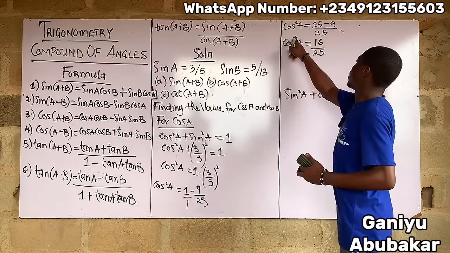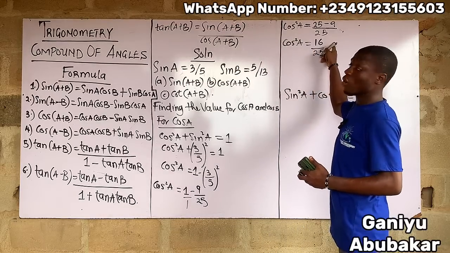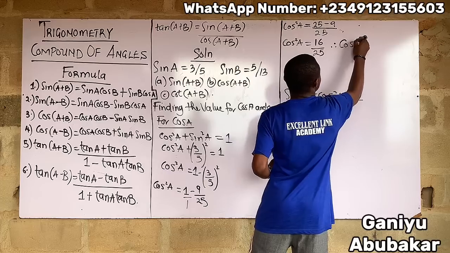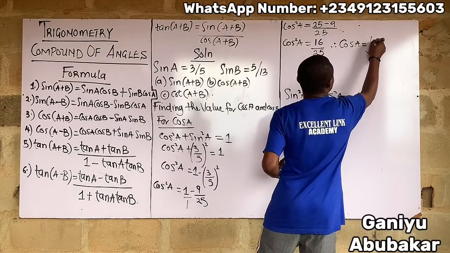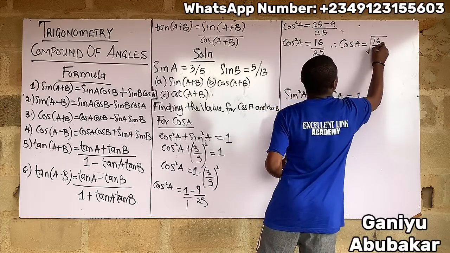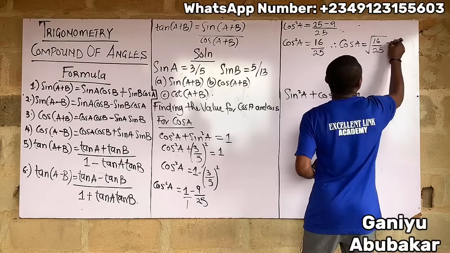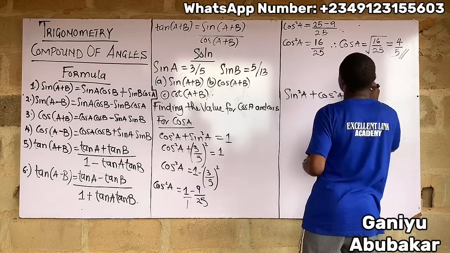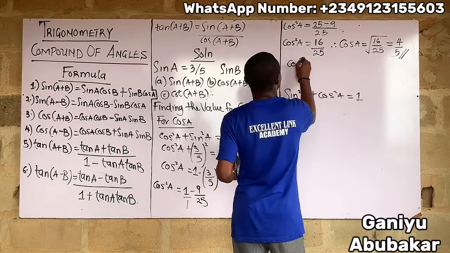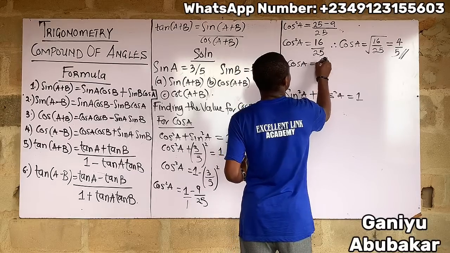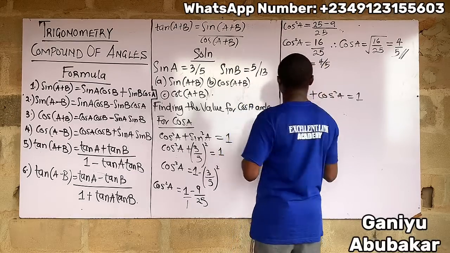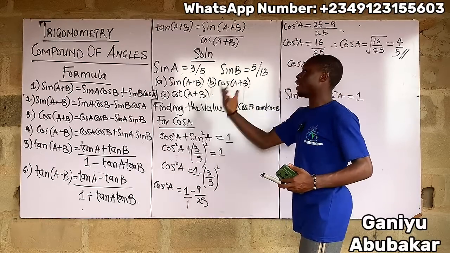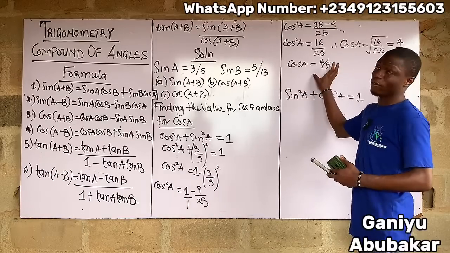Take this square to the other side and it becomes a square root. So therefore, cos A is equal to the square root of 16 over 25, which gives 4 over 5 as my answer. So I'm saying that cos A is now equal to 4 over 5. I've gotten sine A as 3 over 5, and I know now cos A as 4 over 5.